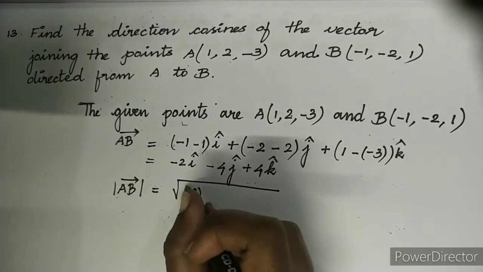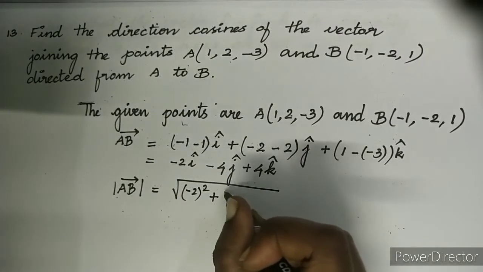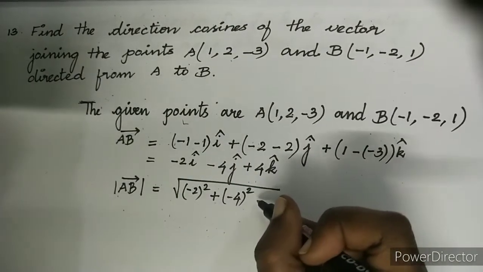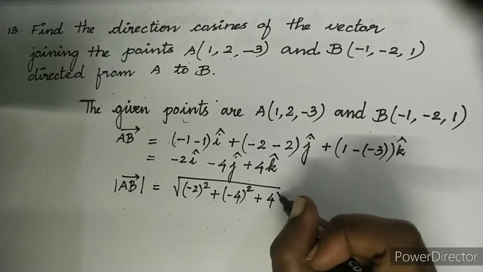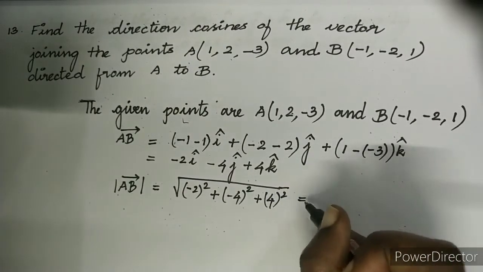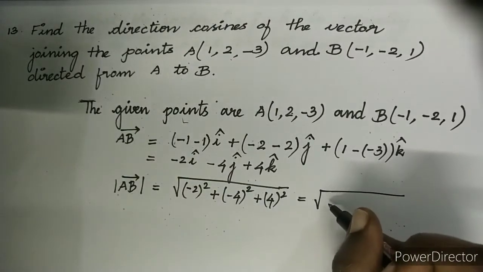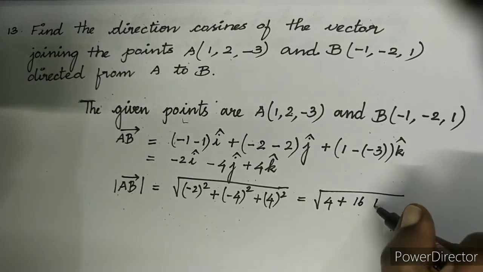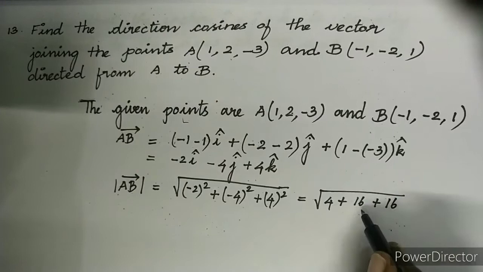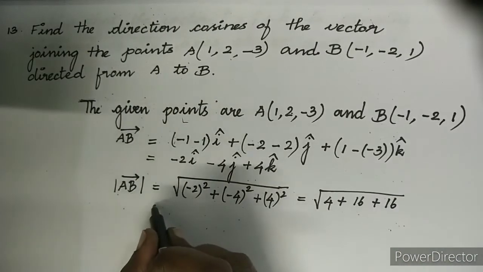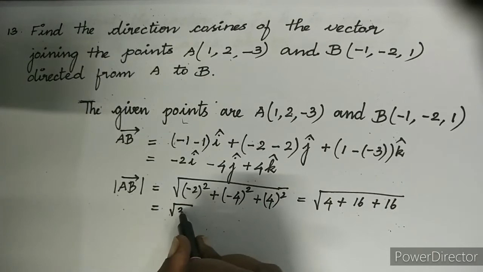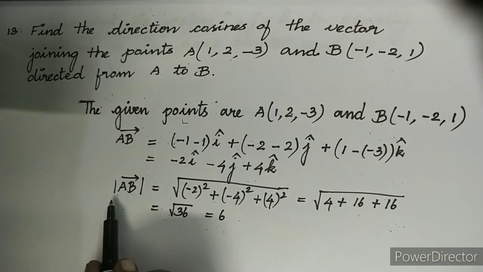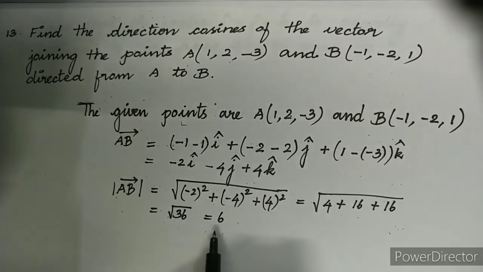minus 2 the whole square plus minus 4 the whole square, that is the scalar component of j cap, plus 4 the whole square. We already know minus 2 the whole square is 4 and minus 4 square is 16 and plus 4 square also 16. 16 plus 16 plus 4 is 36, right? Root 36, and root 36 is 6. So the magnitude of AB vector is 6.